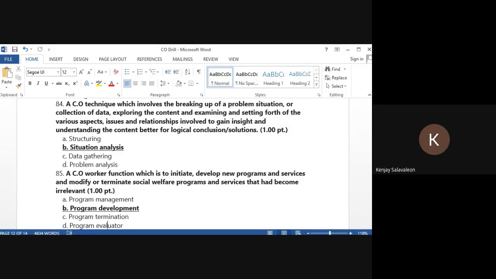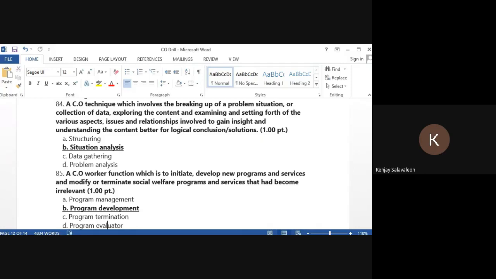Situational analysis, ito yon. Data gathering is an action for you to make an assessment. And problem analysis, you might use different tools. Okay? Problem analysis kasi as a technique, you tend to know the root cause of the problem and other related problems. Situational analysis is the context of the problem. Okay? So yun, klaro yun.